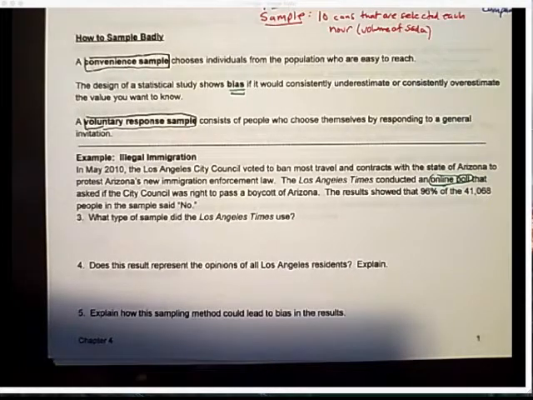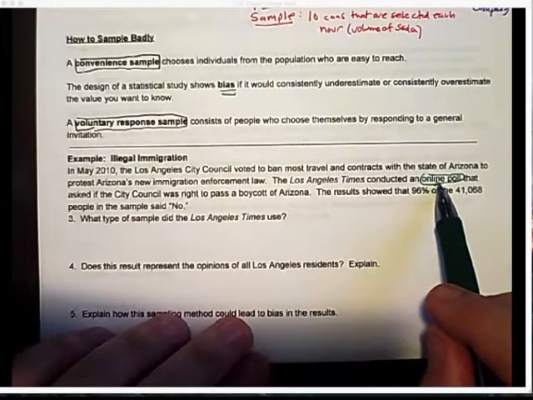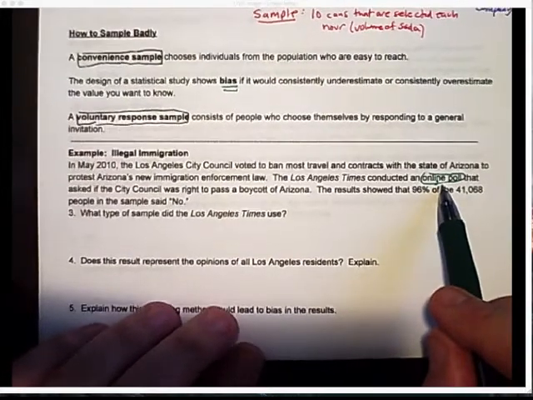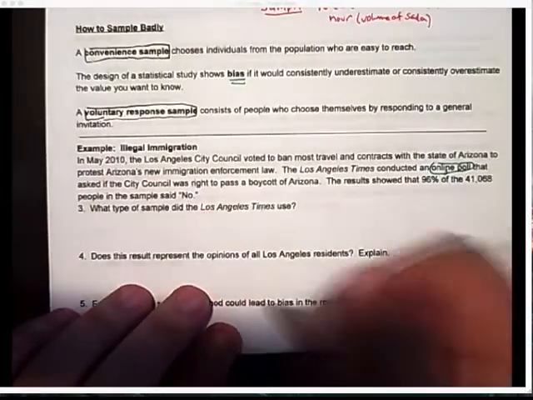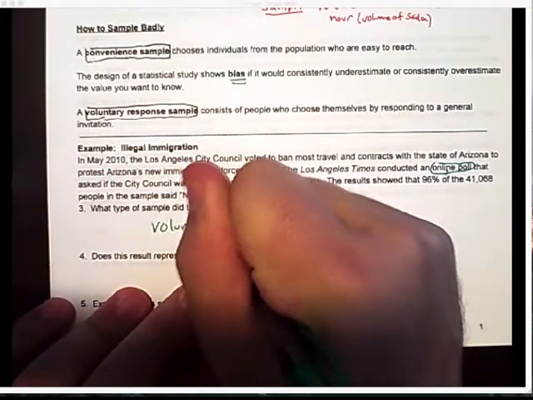So it says, what type of sample did the LA Times use? Well, people had a choice to be in here. If they participated, they went online and voted. Okay, so the type of sample here would be a voluntary response sample.